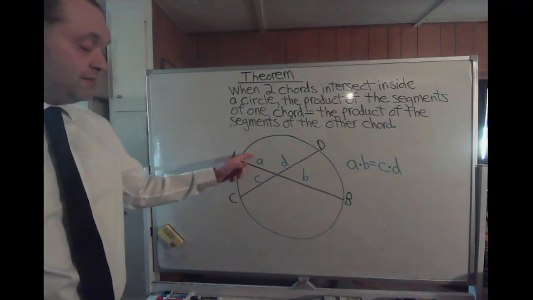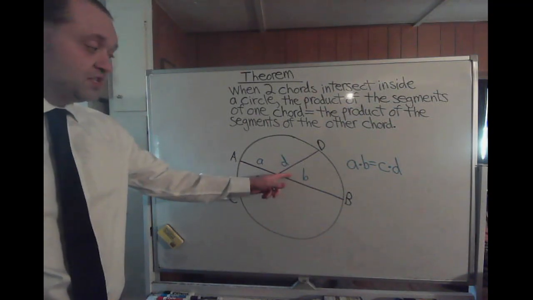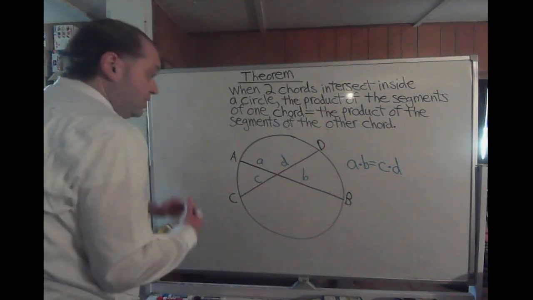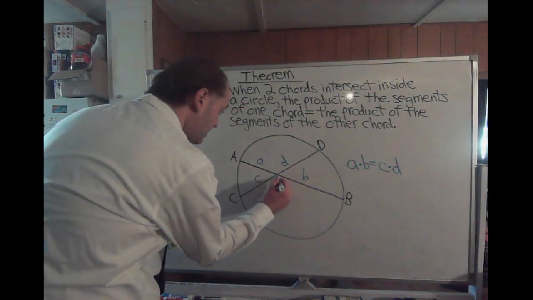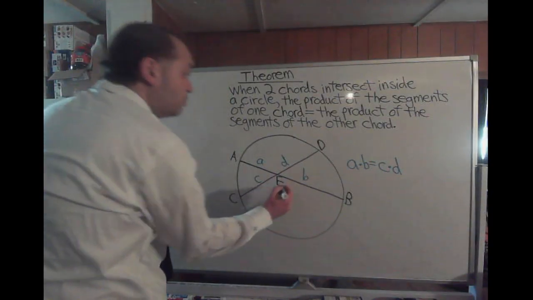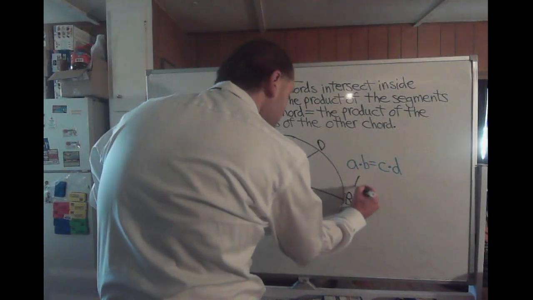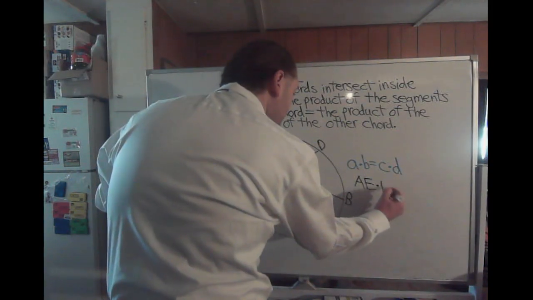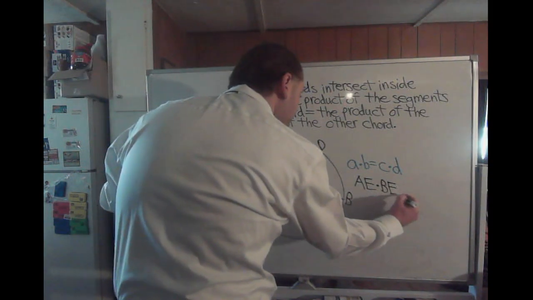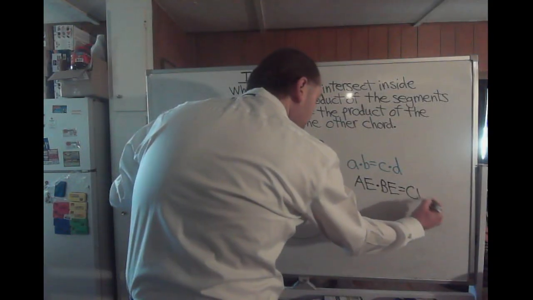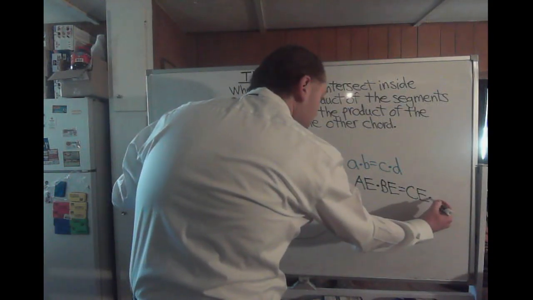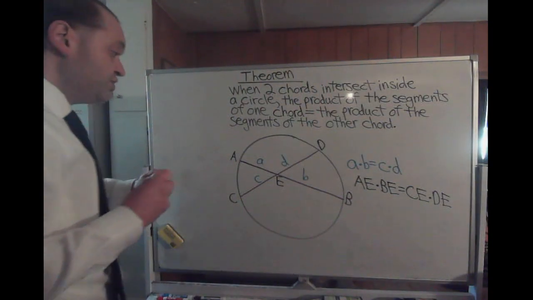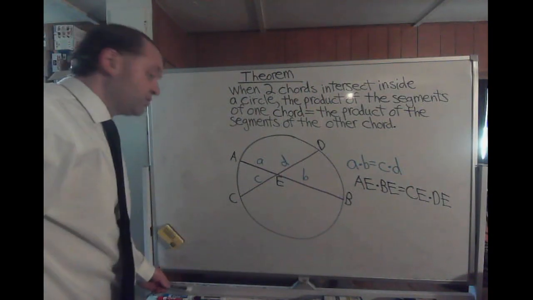And you have AB is broken down into two segments with lengths. I suppose I should probably put a meeting point here, right? We could better list this as, I'll talk about this in a second here. But anyway, you have two chords intersecting inside of a circle.